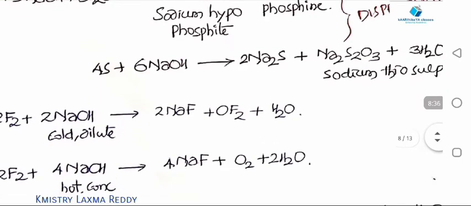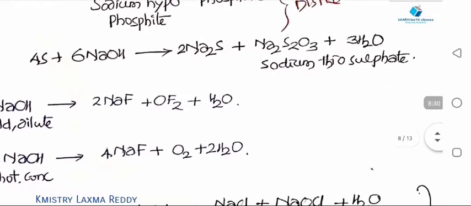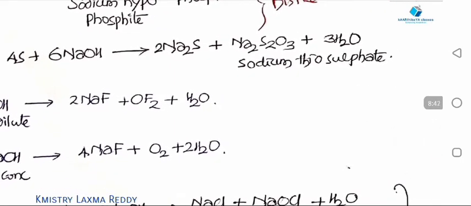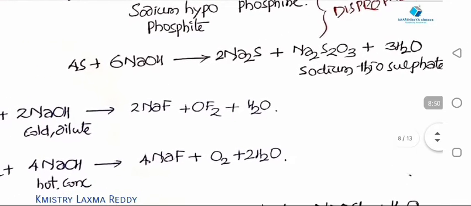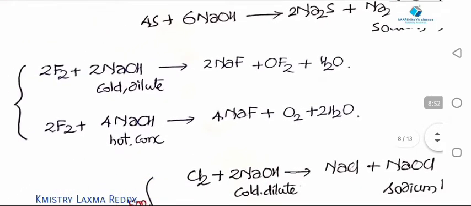The same reaction you can expect in the sulfur case also. Sulfur with sodium hydroxide forms sulfide and sodium thiosulfate, which we call hypo. Na2S2O3·5H2O is called hypo. Here also the same case, the disproportionation reaction takes place.